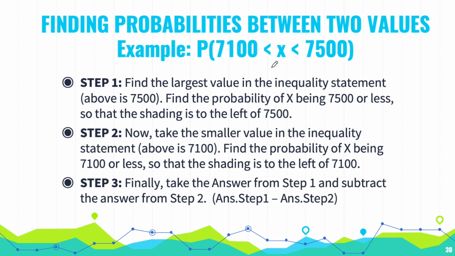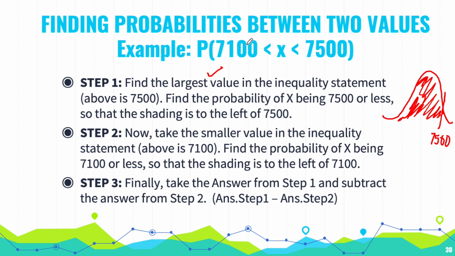So step 1, find the largest value in the inequality statement. So here, that's 7,500. Find the probability of x being 7,500 or less, so that the shading is to the left of 7,500. If you were looking at a normal distribution, you would be wanting to calculate this area to the left of 7,500.